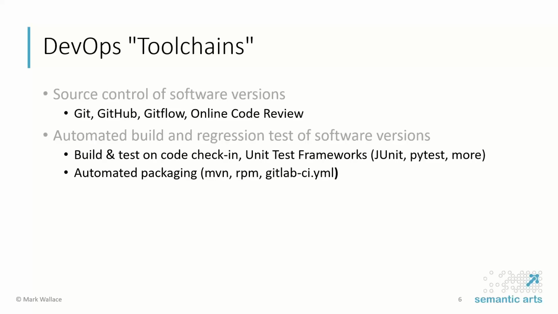There's automated build and regression test. Systems build and test on code check-in. Often they'll run the tests, and if the tests don't pass, they won't even let you commit a new source version.